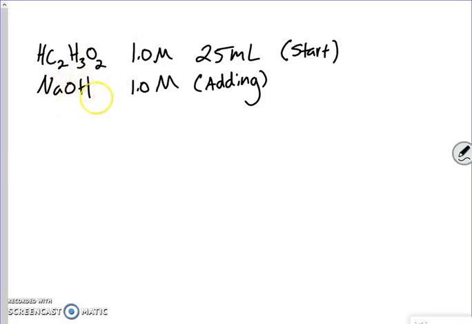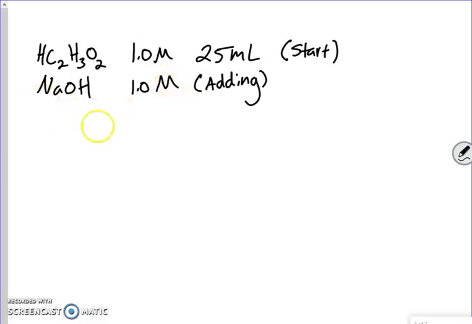So first and foremost, we have an acid, which is acetic acid, and we have sodium hydroxide, which is a base. Your acetic acid, if you remember, is a weak acid. Hopefully we are working on remembering who our strong acids and strong bases are. We're going to start with a 1 molar solution of acetic acid, and measure out 25 milliliters of it. That's going to go into a flask that sits underneath the burette, if you remember how to do a titration lab from last semester.